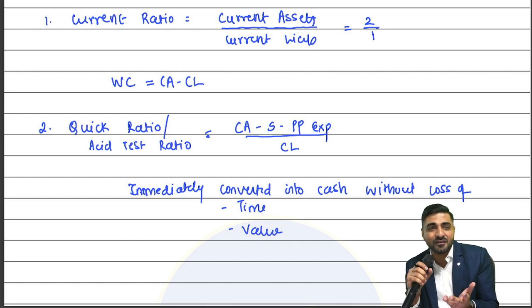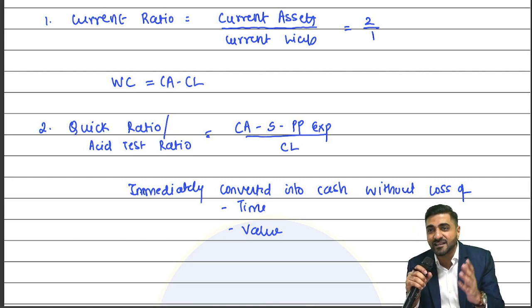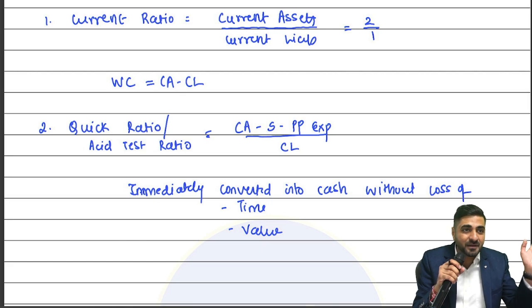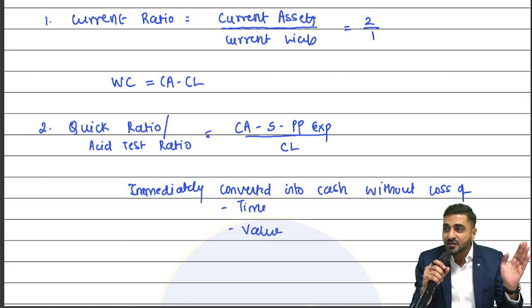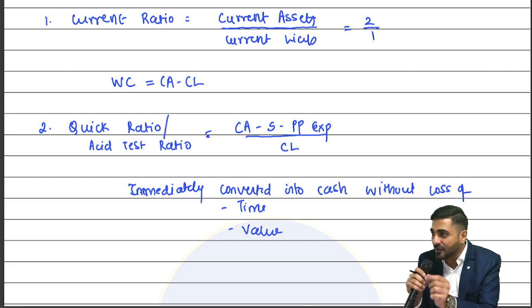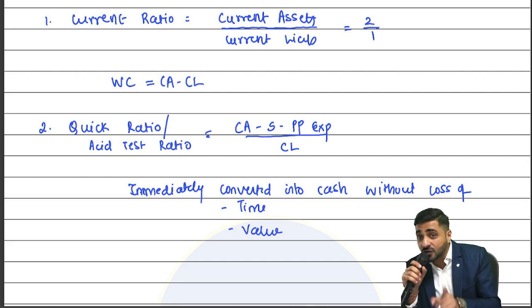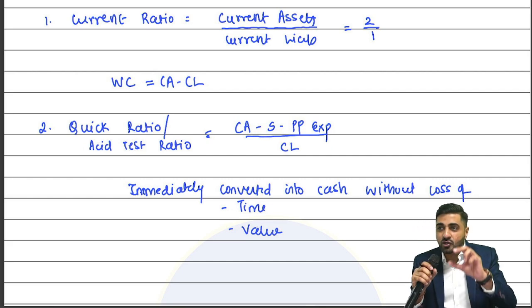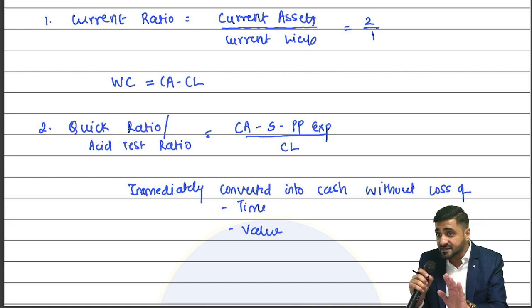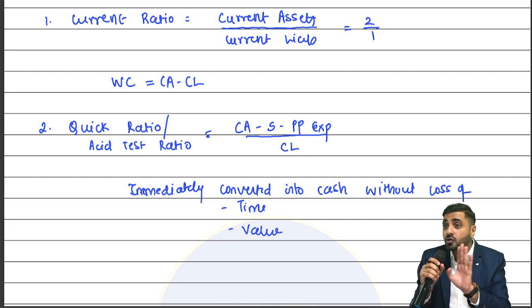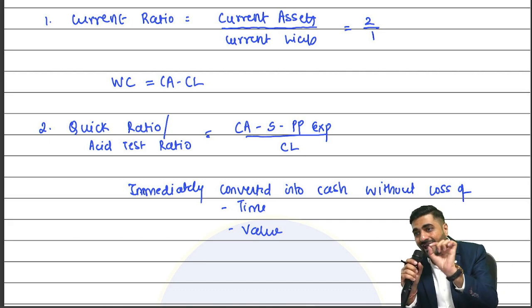You all must be aware that whenever clothing brands want to sell their stock, they always give flat 50% off. Have you heard about this? Flat 80% off, flat 70% off. So in that particular case, what is happening? They are converting stock into cash immediately. But are they losing value of it? Yes, sir. So those assets which cannot be converted into cash are called non-quick assets.